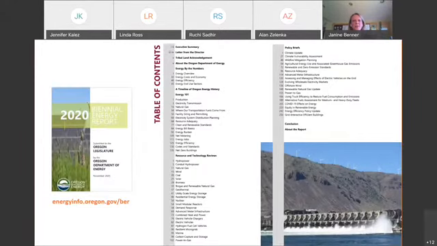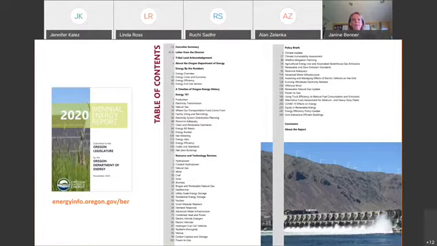So here's a snapshot of all the topics covered in the report, along with the link to read it online. And if you visit the report online and come to this table of contents, each of these topics is a link, so you can easily navigate to the topic you want to read more about, if you don't want to read all 612 pages of it.